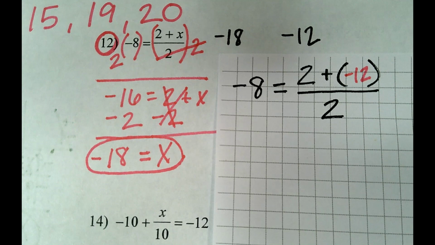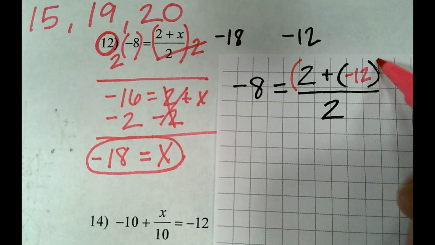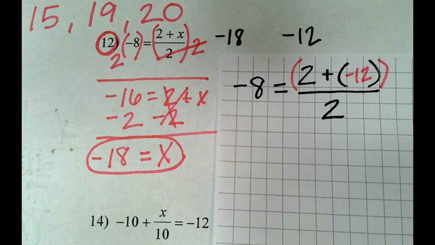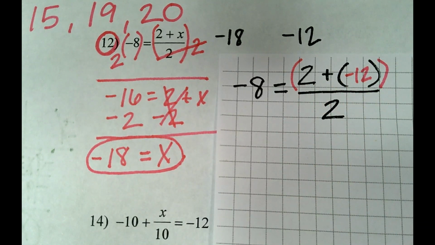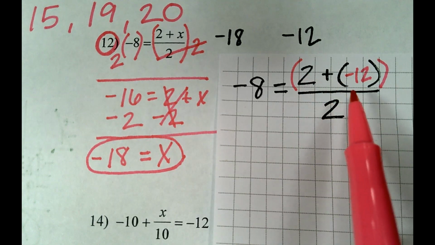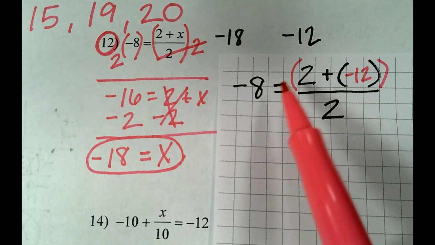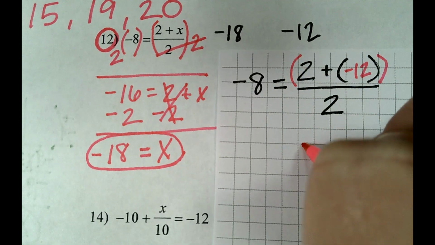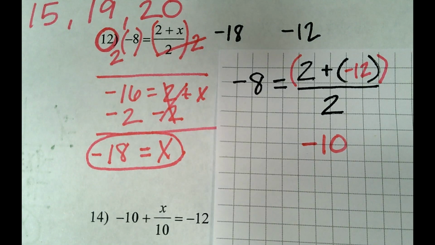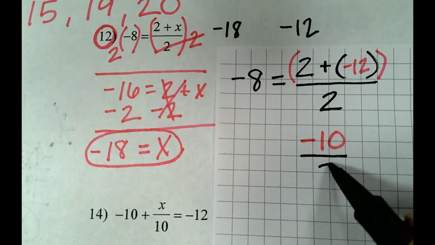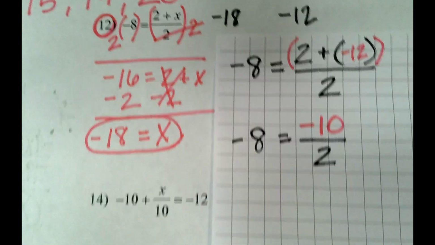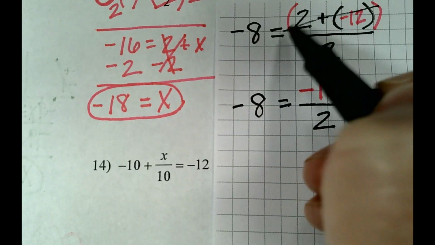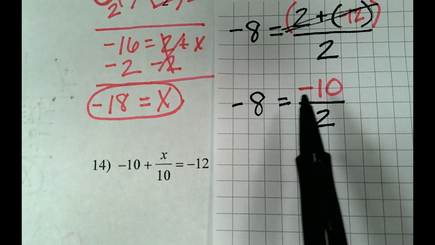First of all, if we have a fraction, we have to do what's on top first. So let's start with that 2 plus negative 12. What is that? Negative 10. Okay, so I have negative 10, and that's still over 2, equals negative 8. So I'm going to cross that off. I'm done with it.